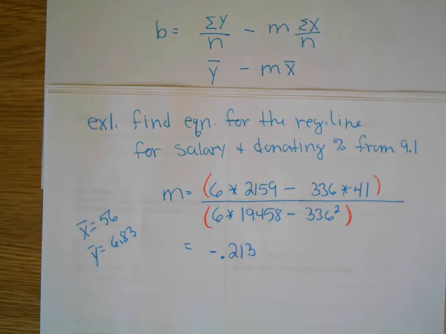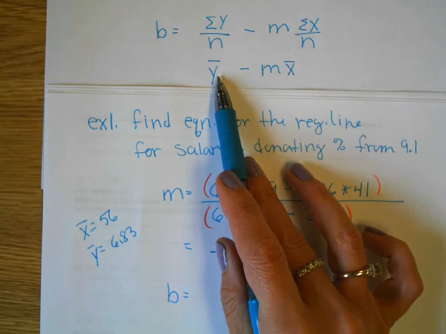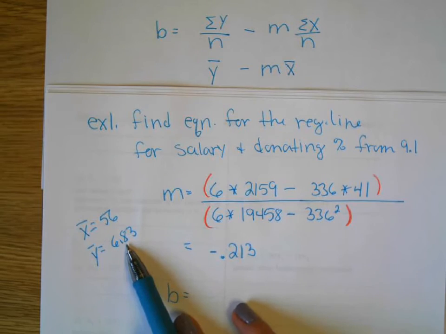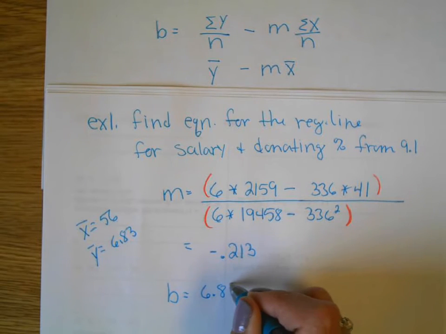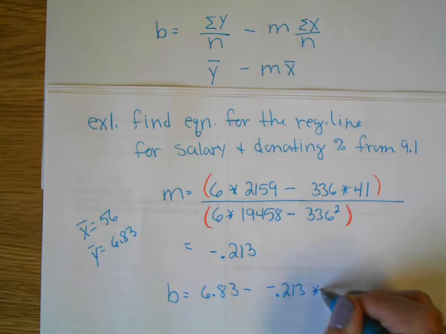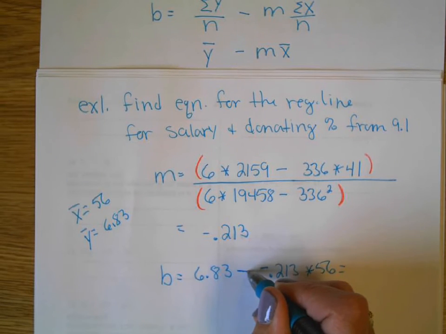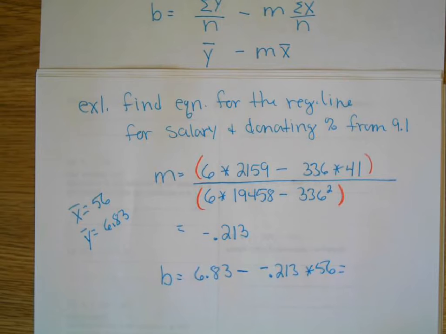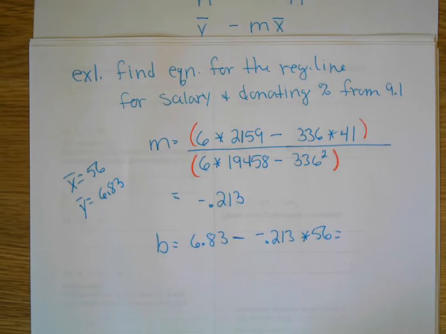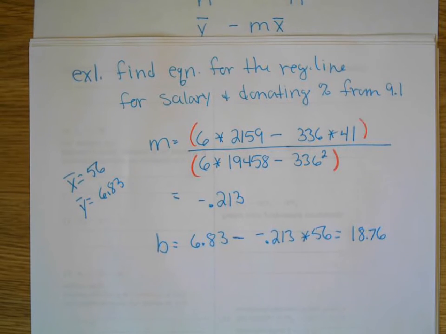Sounds good. Now we need to find the b value for our regression line. The b is the average of the y's, which I wrote down off to the side here, minus that m value you just found, multiplied by the average of the x's. Zoe, what did you get? 18.76. And now you're ready to write the equation for your regression line.